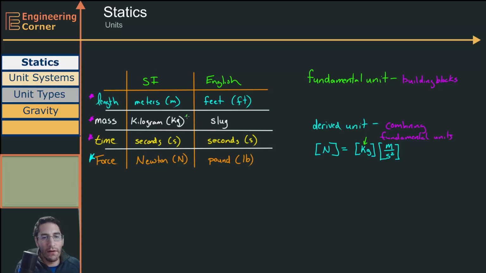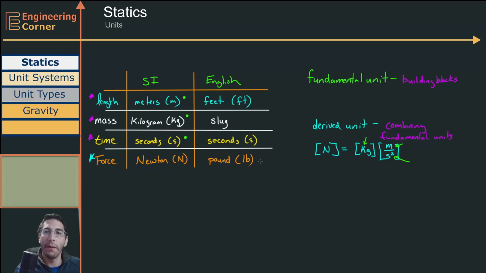If you look at what the Newton is made out of, a kilogram right here is a unit of mass. A meter right here is a unit of length. And a second right here is a unit of time. So this derived unit of force is made out of fundamental units of length, mass, and time.